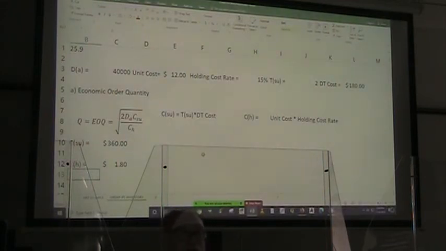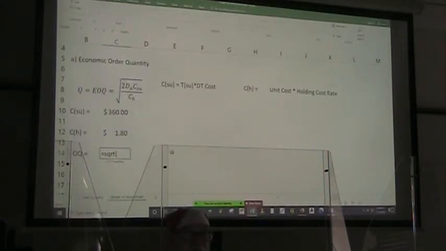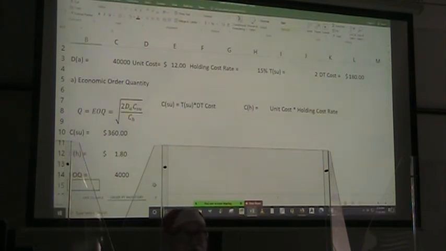All right, well now, of course, it's easy to calculate our EOQ, economic order quantity. We're going to say that is equal to the square root, left parenthesis, of another left parenthesis, 2 times our annual demand times our cost of setup, close parenthesis, divided by our holding cost, close parenthesis. All right, so our economic order quantity is 4,000. Boy, that works out neatly, doesn't it?